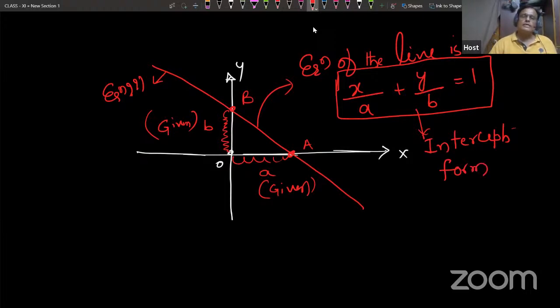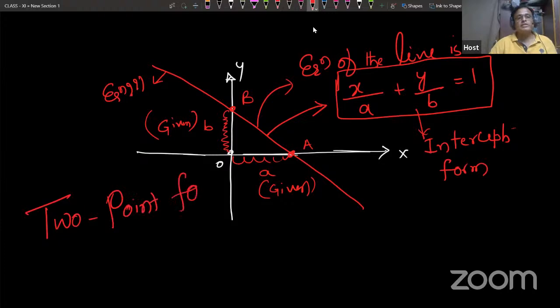Therefore, it is called the intercepts form. So how to find the equation? Remember this formula: x over x-intercept plus y over y-intercept is equal to 1. This is called the intercept form. Dear students, these are the two things we'll discuss. Two theorems we'll complete. Before proving this theorem, we go for the 2-point form. First, we finish the 2-point form. Next, we'll go for the intercept form.